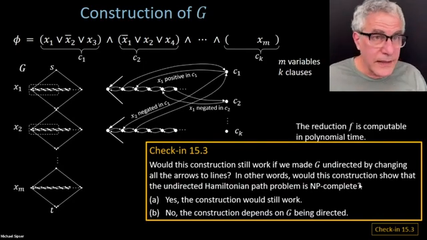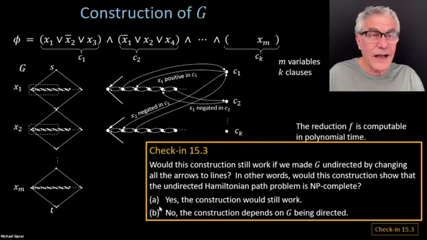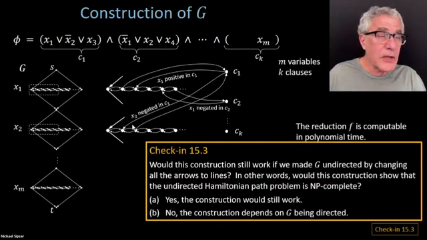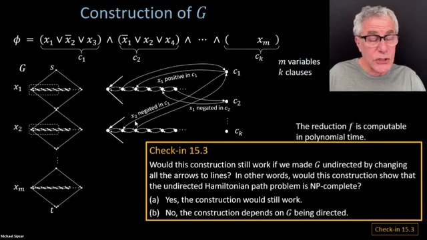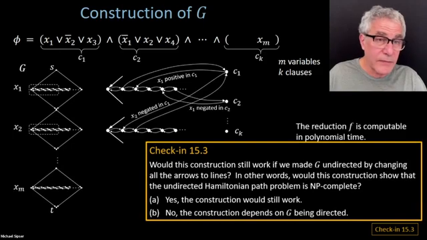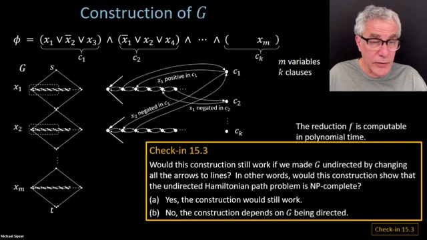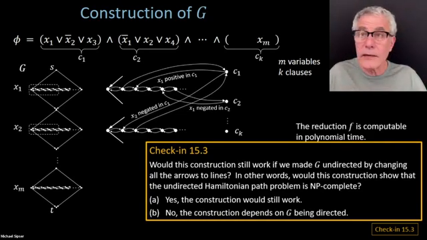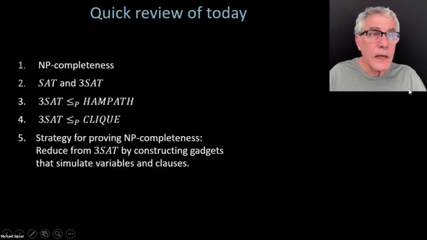Yes. The answer is no. The construction depends on this being directed. You can see that all over the place, but for one thing, the whole point of these detours is the directions of the edges, and without that, this construction is not going to mean anything. It's not going to prove anything. It's probably always going to have a Hamiltonian path without the directions. So I think we're out of time.